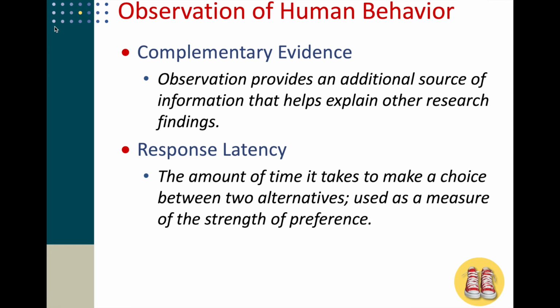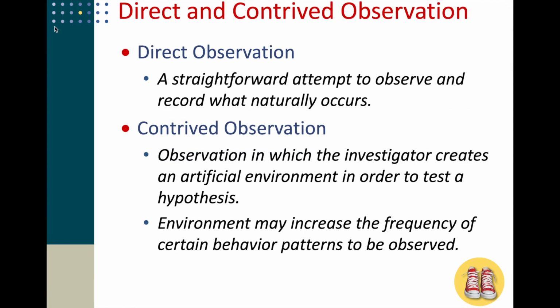Response latency, and that's the amount of time it takes to make a choice between two alternatives, such as a measure of the strength of preference. You have direct observation, which is a straightforward attempt to observe and record what naturally occurs. If you are studying the migration of geese in the south, and if you're looking at them, that's a straightforward direct observation. Contrived observation occurs when the investigator creates an artificial environment in order to test a hypothesis.